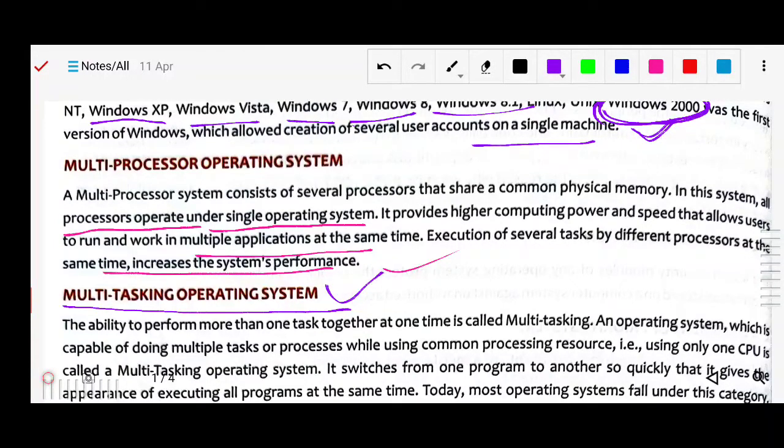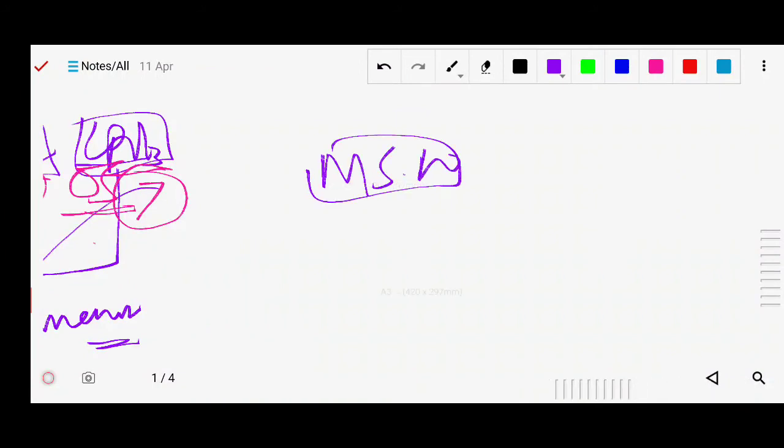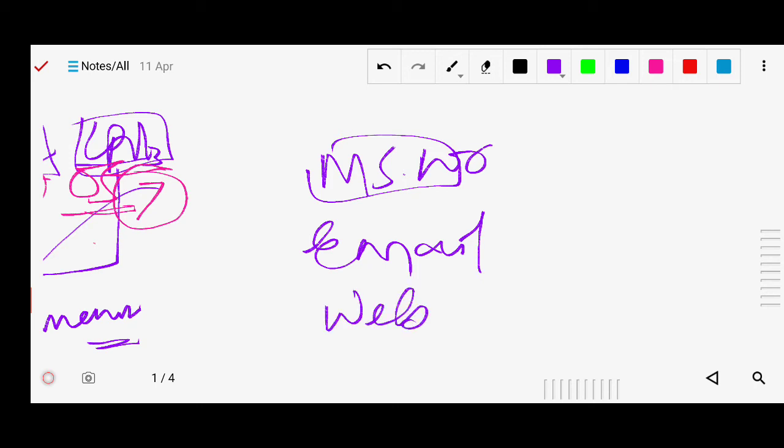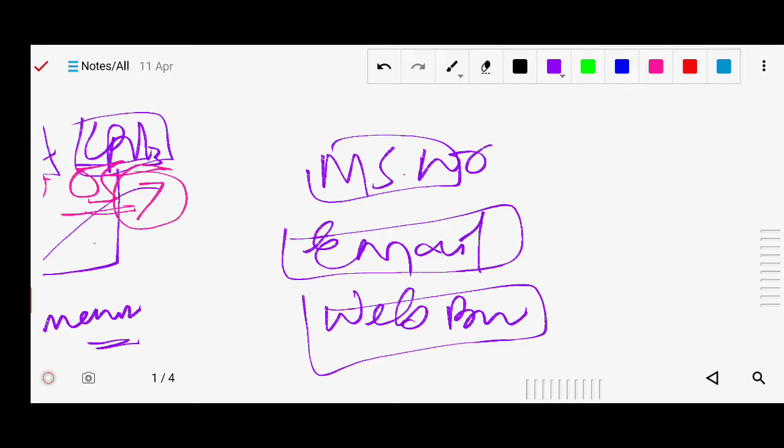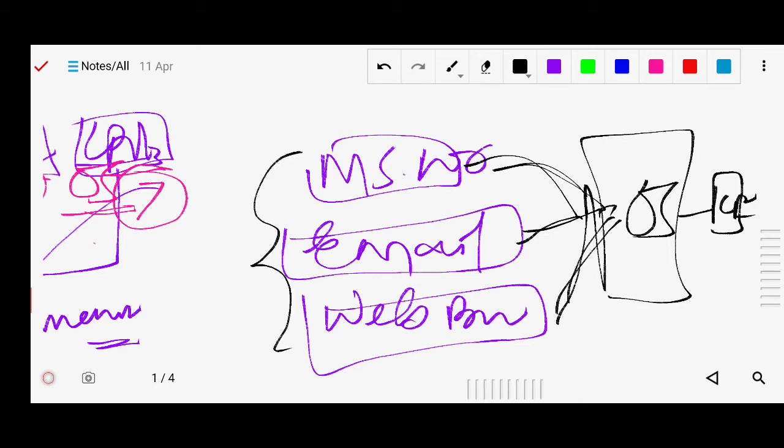So what is this multitasking? You can understand it like this. Suppose you are using MS Word, one application you have opened. Another you have opened, like email, where you are sending mails. Suppose your web browser is also open. So three things are there, meaning three processes are going on. All three will come together to the OS, and the OS will manage all these three at a time, and it will give the result from the CPU, meaning all these works will be combined.